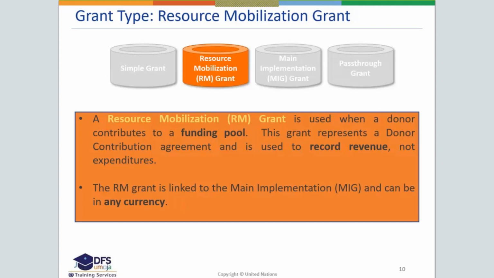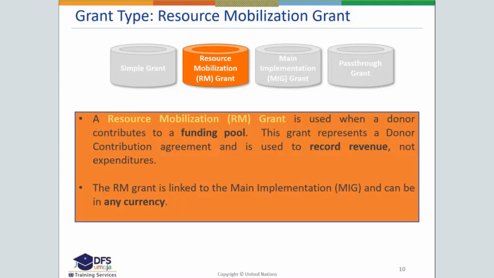So where will we record the expenditures? In a MIG grant that will be linked to the RM grants. For example, we have 5 donors contributing to the same project or the same funded program, so we will have 5 resource mobilization grants and only 1 MIG grant that will allow us to report on these pooled expenditures or funding pool. Is that clear?